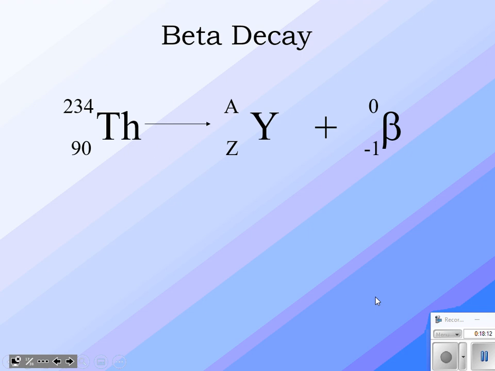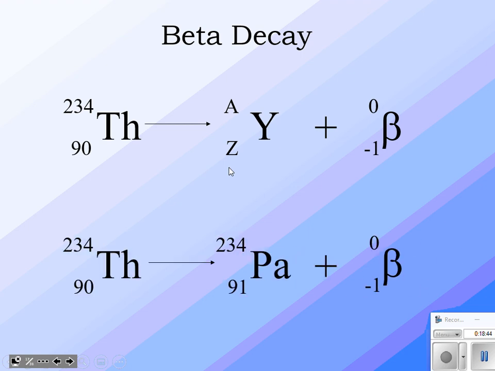So, can I figure out what Y is going to be here? I can see that I have beta decay because here's my electron being given off. So, what am I going to do to Z? I'm going to add 1 to it. So, what's Z plus 1? It's going to give me 91. Element 91 is protactinium. What's my A going to be? The same. So, 234, 91, protactinium. And there's my beta particle.